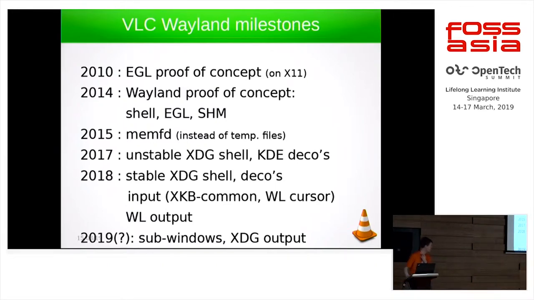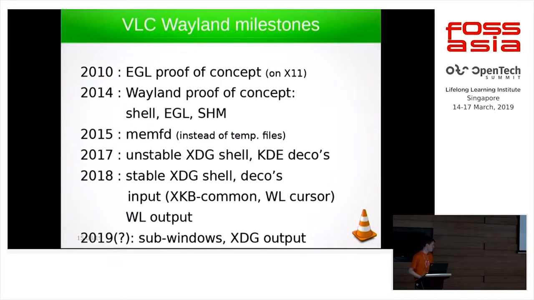And finally, at that point, we were able to have VLC draw some kind of image in Wayland, using actually EGL. In 2015, we switched to using memfd, so if you are familiar with Linux, that's the more modern way to handle temporary memory segments, or shared memory segments. In 2017, we finally got the first version of the XDG shell, which is sort of the name for the desktop window management in Wayland.